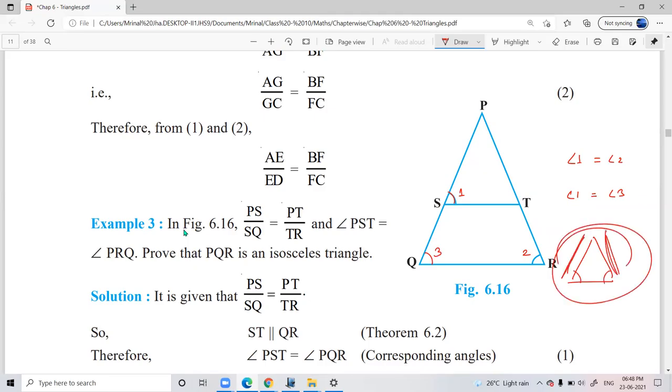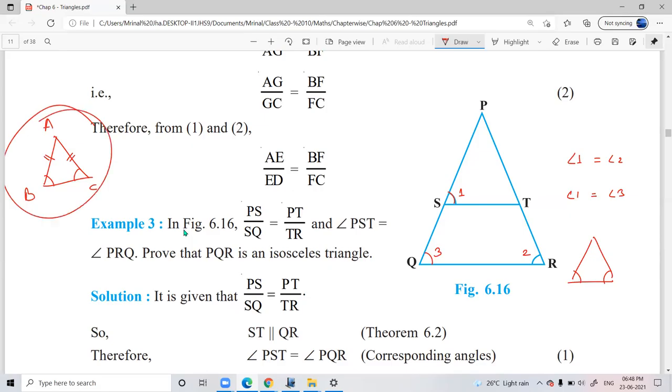So angle 1 is equal to 2 and angle 1 is equal to 3 also. So of course, 2 and 3 also have to be equal. Now in a triangle, if we have the base angles equal, is that not sufficient to tell that this is an isosceles triangle? Yes, sir. If in a triangle the base angles are equal, then the sides opposite to the equal angles are equal.